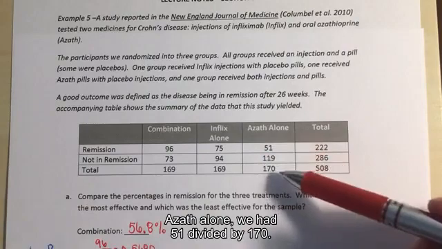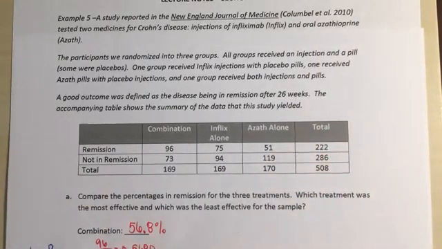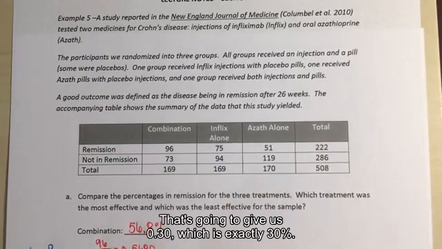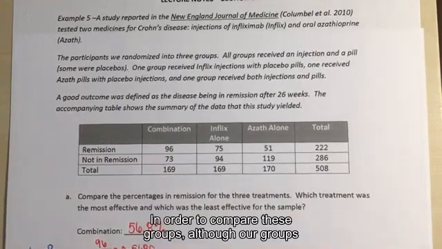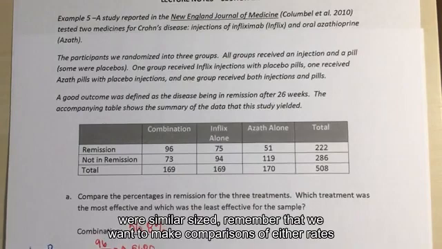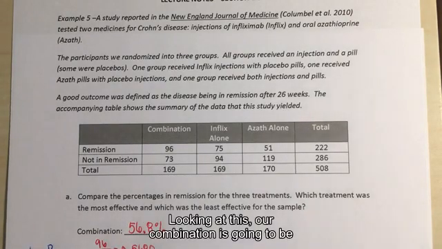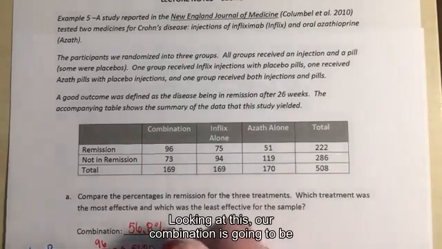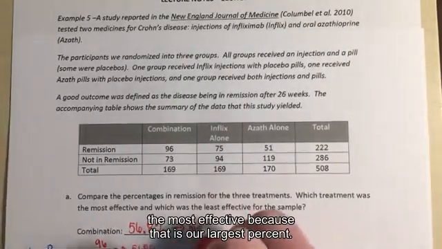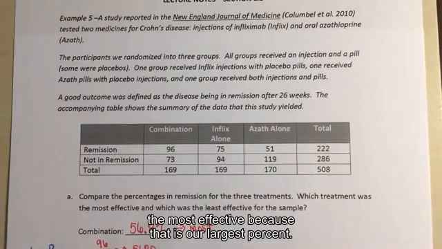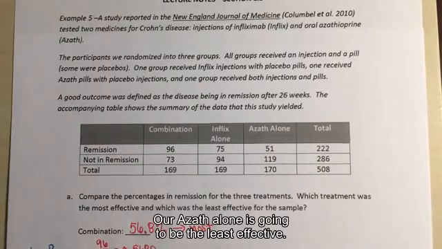Azath alone, we had 51 divided by 170. That's going to give us 0.30, which is exactly 30%. Right, so in order to compare these groups, although our groups were similar sized, remember that we want to make comparisons of either rates or percentages. So we found percentages for all of these groups. All right, then looking at this, our combination is going to be the most effective, right? Because that is our largest percent, and our Azath alone is going to be the least effective.